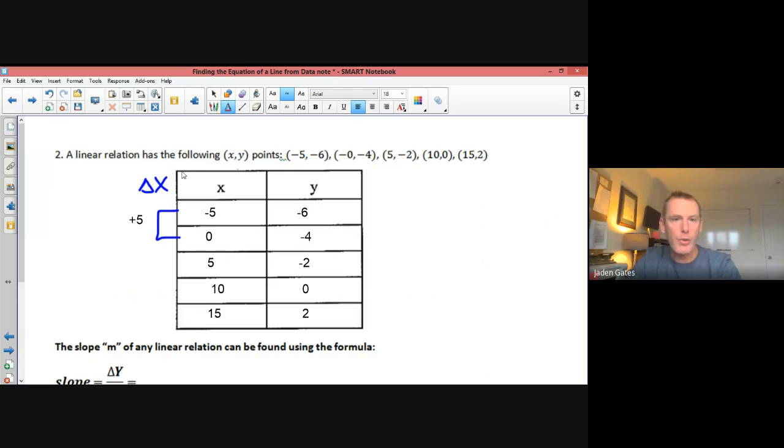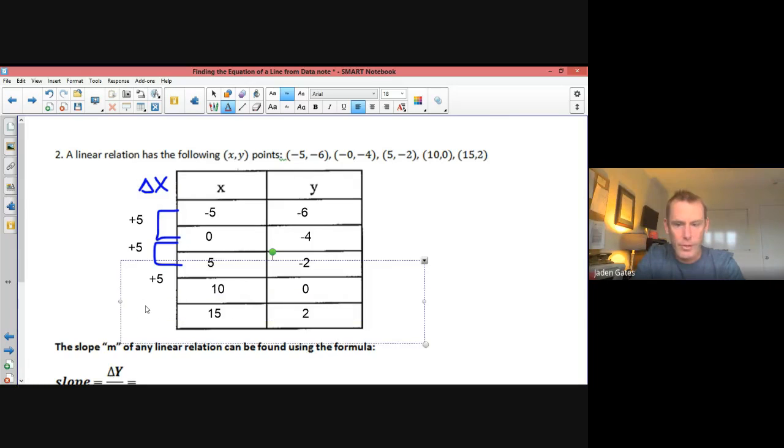5. I do the same thing again for my next two. From 0 to 5, what is happening? Well, again, I'm going up 5. All right, and the pattern does keep repeating. So from 5 to 10, it's going up 5. And of course, from 10 to 15, it's also going up 5.